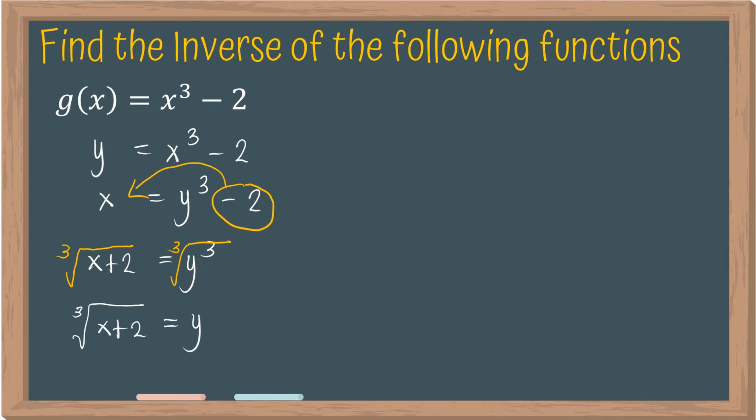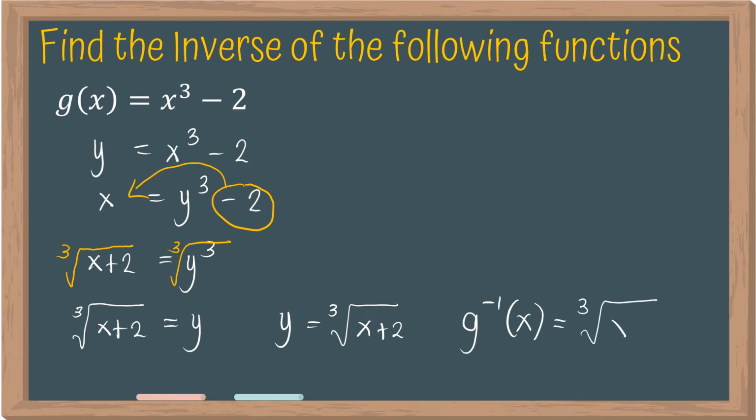Therefore, we can say that y is equal to the cube root of x plus 2, and writing this as an inverse function, we will have g raised to negative 1 of x is equal to the cube root of x plus 2. So this is the inverse of the given function g of x is equal to x cubed minus 2.